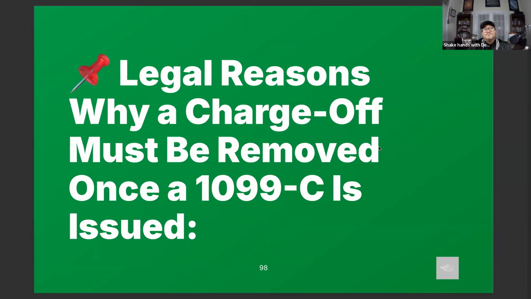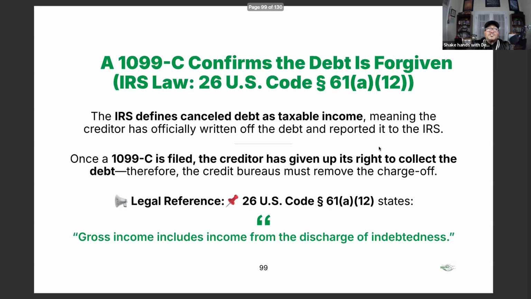Legal responses: why a charge off must be removed once a 1099-C is issued. Because again, that's why you're watching this video and why you're in these Zooms and classes, because we want to get that charge off removed so we can go get the money, and so we can make more money with the money. We want to purchase assets over liabilities. Keep that always in the back of your head. That's what we teach here.